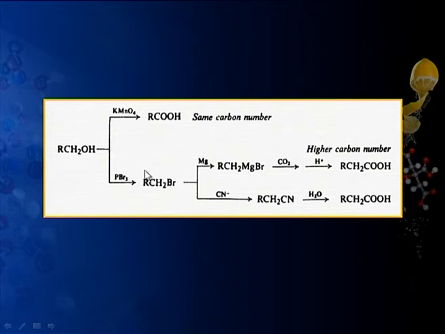Similarly, if this alkyl halide is treated with sodium cyanide or cyanide ions, we will get the corresponding cyanide, and when this cyanide is hydrolyzed, again we will get a carboxylic acid which has one carbon more than the starting alcohol. And these reactions are very useful while carrying out conversions in organic chemistry.